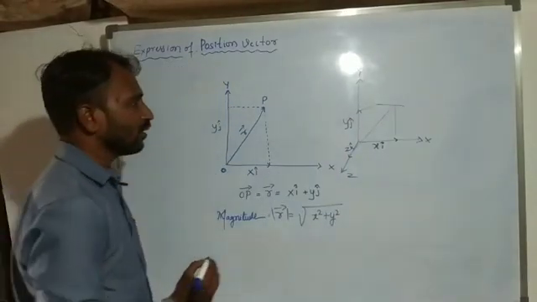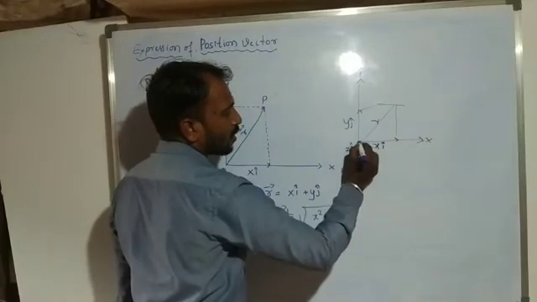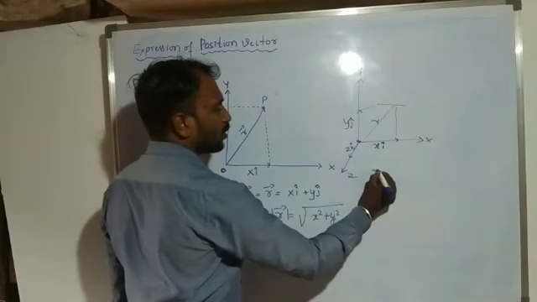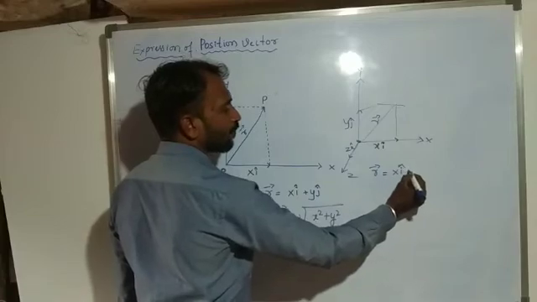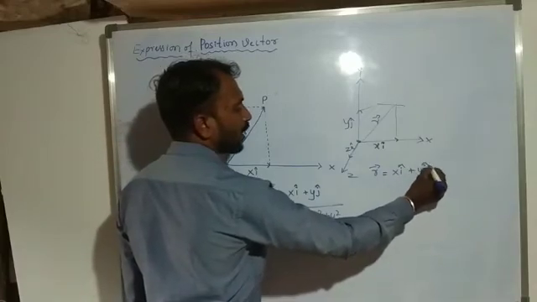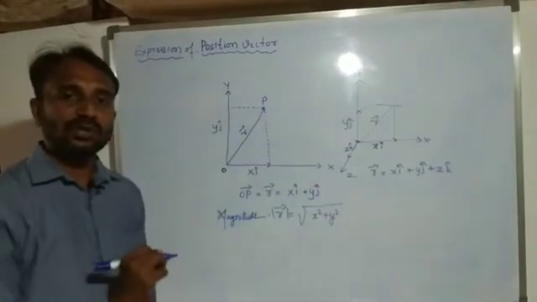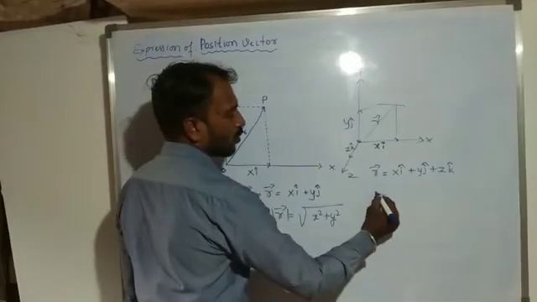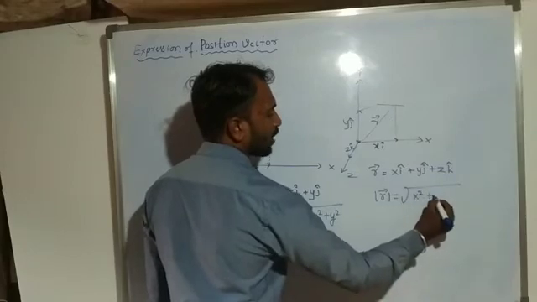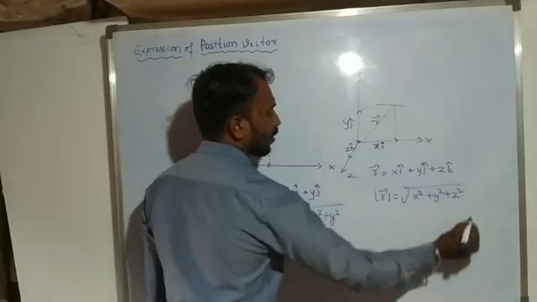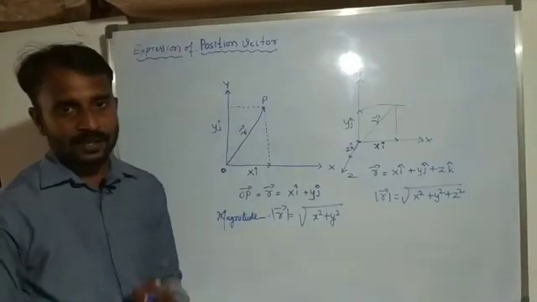So this one we consider a position vector, it starts from the origin. The position vector r is equal to x i cap plus y j cap plus z k cap. Suppose we want to find the magnitude of this position vector, it means the modulus of vector r is equal to whole root of x square plus y square plus z square. Okay, x, y, z are the components along the x axis, y axis and z axis.